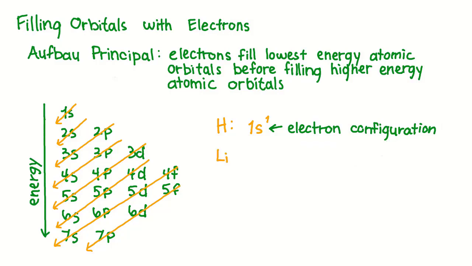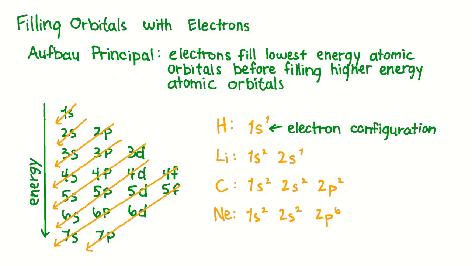Lithium has 3 electrons. The first 2 will fill the 1s subshell. The next will go into the next highest energy orbital, which is the 2s orbital. Carbon has 6 electrons, which will fill the 1s and 2s orbitals. The remaining electrons will go into the next highest energy subshell, which is the 2p subshell. Neon has 10 electrons. The first 4 will fill the 1s and 2s subshells. The remaining 6 will fill the 2p subshell.